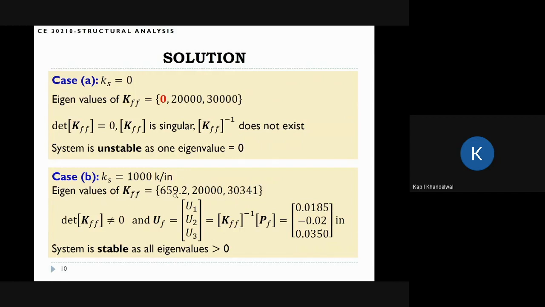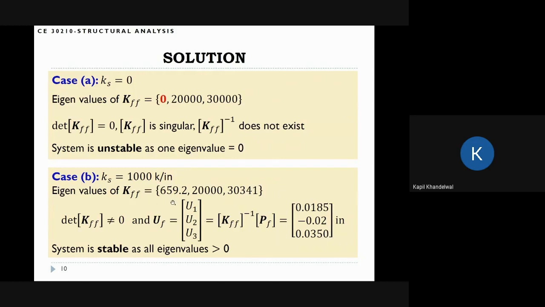And you can see that all the eigenvalues in this case are nice. Nice in the sense that they are all greater than 0. None of them are 0 anymore. So in this case, determinant of KFF is not equal to 0, and we will be able to calculate the unknown displacements U1, U2, U3 as KFF inverse times PF. And we will get this answer here.